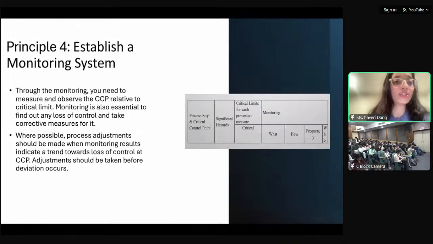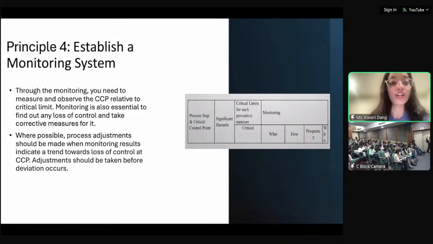Next one is establishing a monitoring system. Through the monitoring, you need to measure and observe the CCP relative to the critical limit. Monitoring is also essential to find out any loss of control and take corrective measures for it. So, monitoring system is one step where we need to continuously monitor. You cannot just simply do monitoring once in a day or once every week. It needs to be continuously monitored.